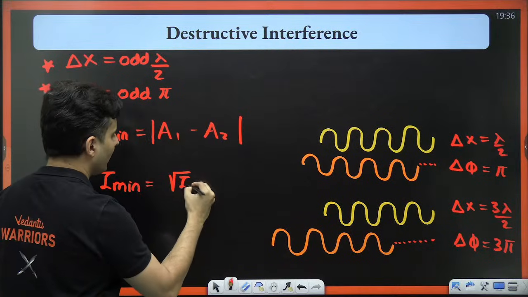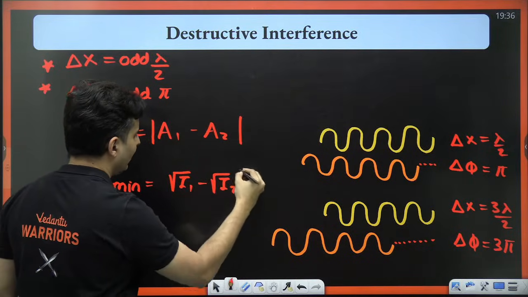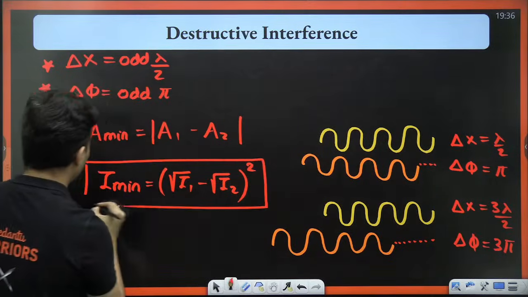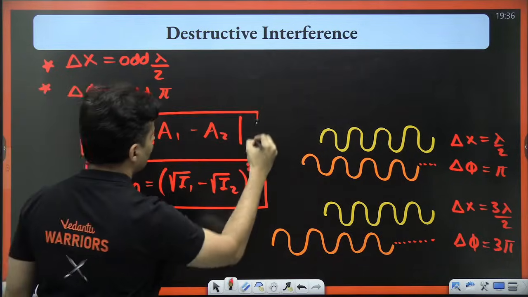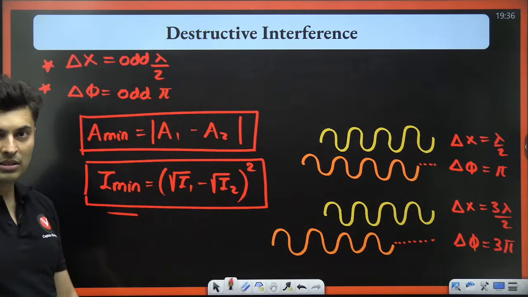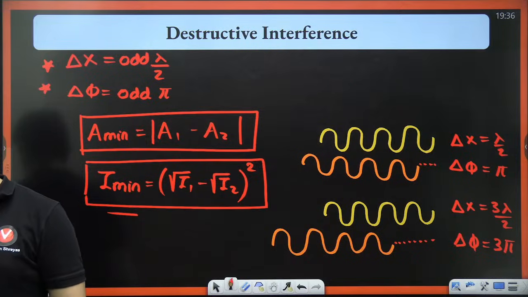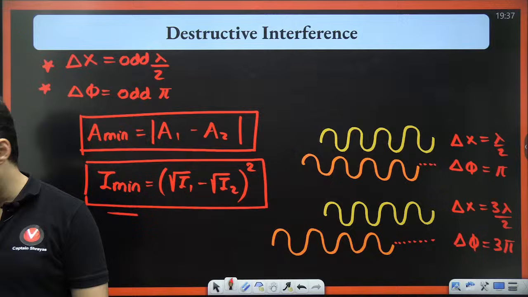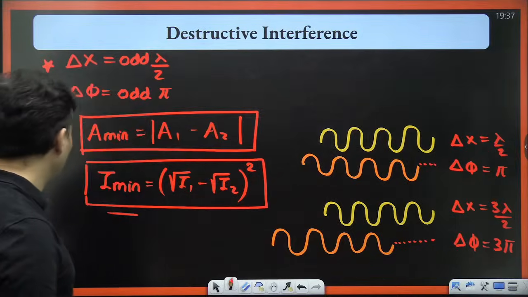So it is root I1 minus root I2, the whole thing squared. That will give you the minimum intensity. This will give you the minimum amplitude. This is for destructive interference. Is that right, everyone? Shall we go ahead to the next point? And shall we start with some questions now?